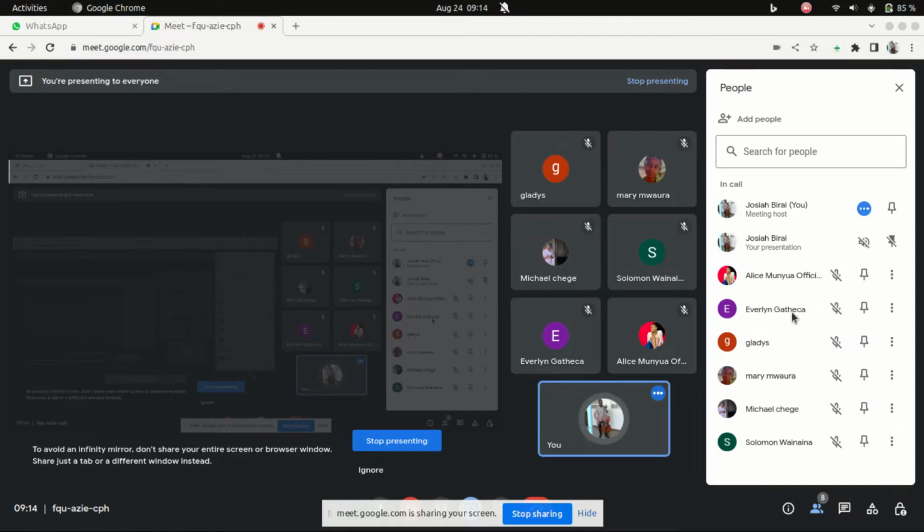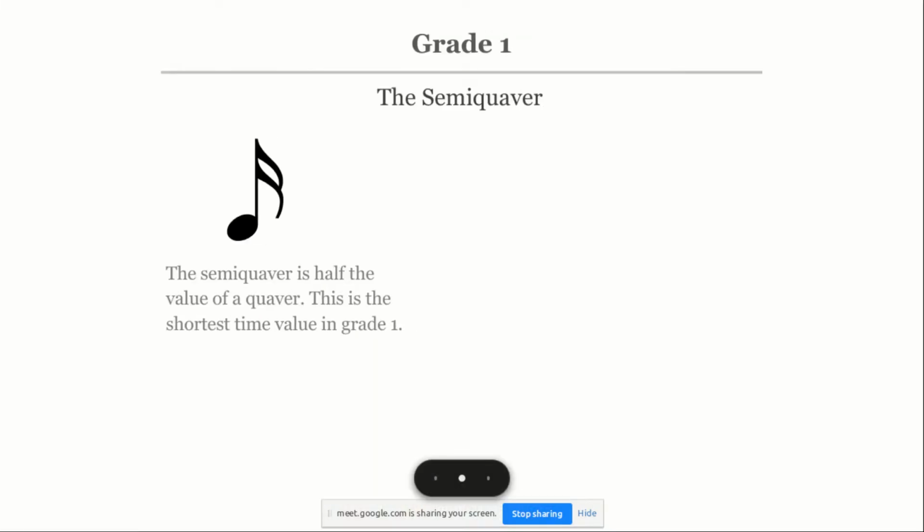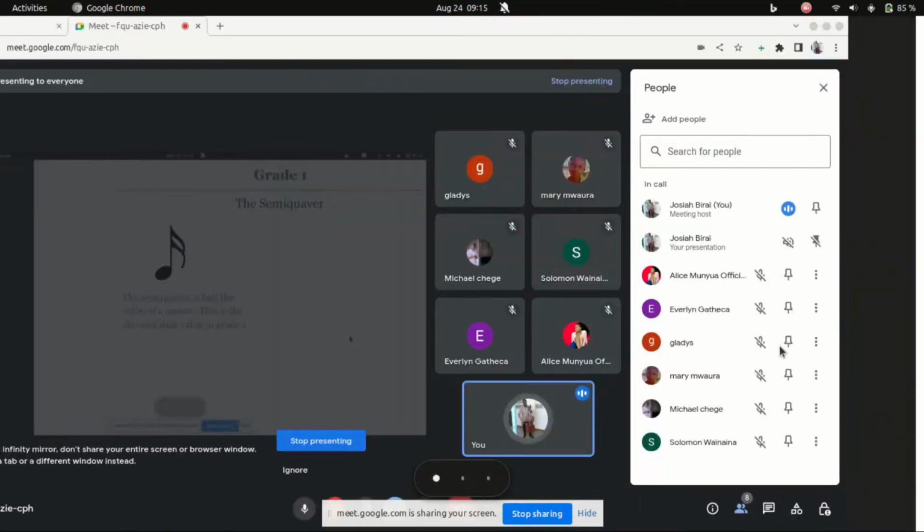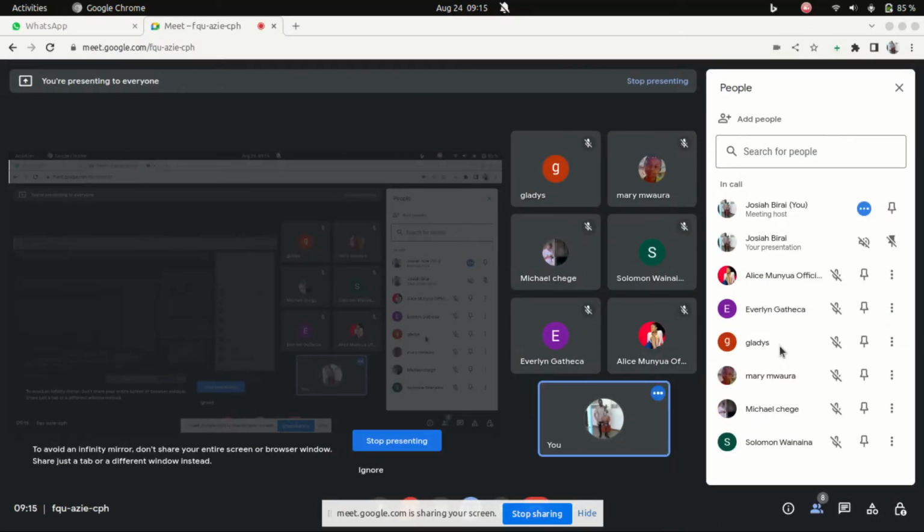So this is a semiquaver, and it's going to be the shortest time value we are going to learn in grade 1. So let me see if Solomon, you can guess what the semiquaver will be called. If a whole note is a semibreve, a minim is a half note, a crotchet is a quarter note, a quaver is an eighth, what will we call a semiquaver, Solomon? Solomon, are you there? Can you just make a good guess?